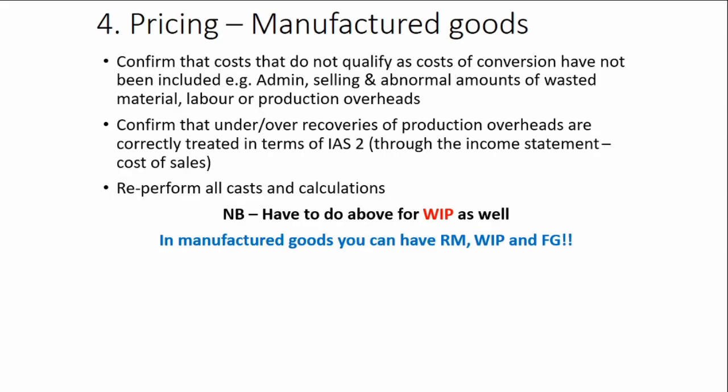Okay, so now we want to actually talk about manufactured goods, particularly around the WIP or work in progress. We want to make sure that there aren't any abnormal costs or costs that are strange being added to work in progress. In addition, sometimes there will be recoveries, over or under recoveries, that need to be allocated to this particular cost, which is actually accepted in terms of IAS 2.